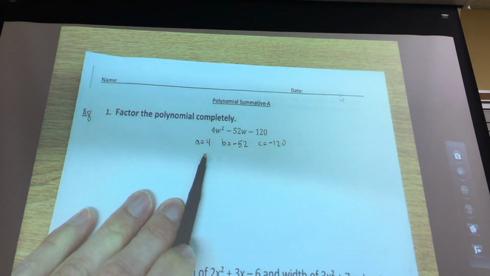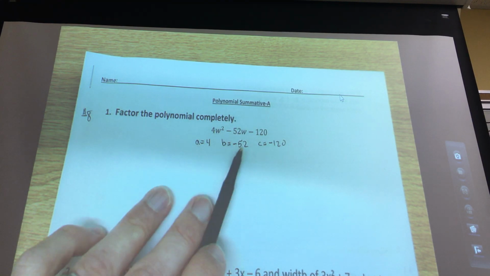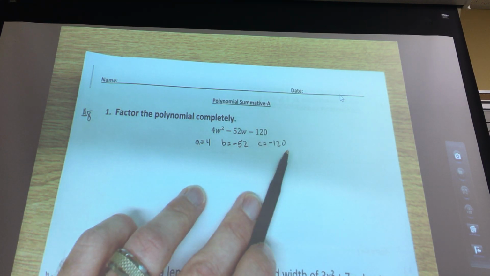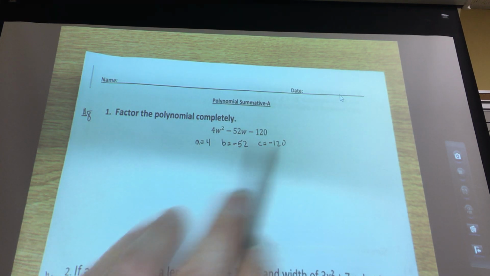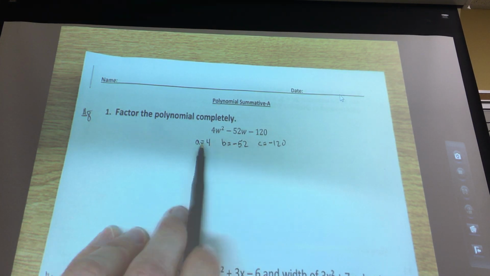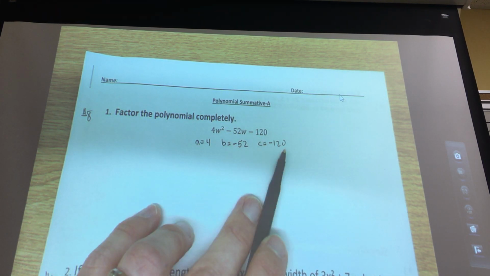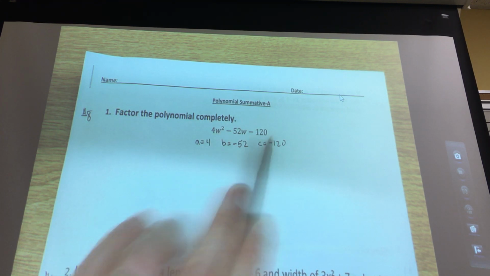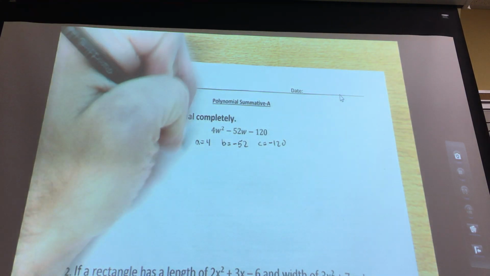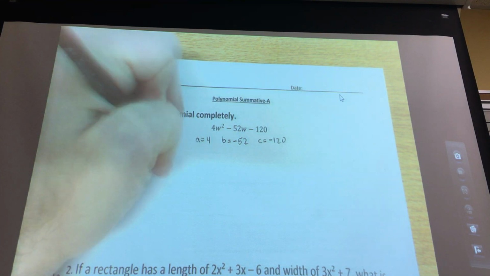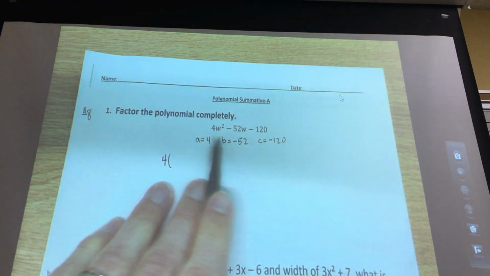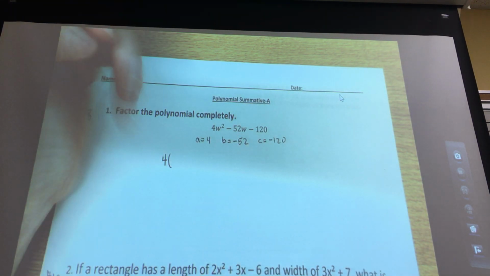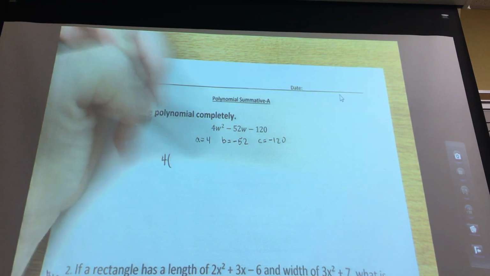So what you do here is you're going to look, do I have an A that is bigger than 1? If I do, then I'm going to look for a GCF. In this case, I've got 4, negative 52, and negative 120, and I know that 4 is divisible by all of those. So I'm going to go ahead and divide all 3 of those by 4 and take it out. When you take your 4 out, you're going to put it out front of your parentheses, and you're going to divide everything by 4. And then you're going to put your new trinomial in here.